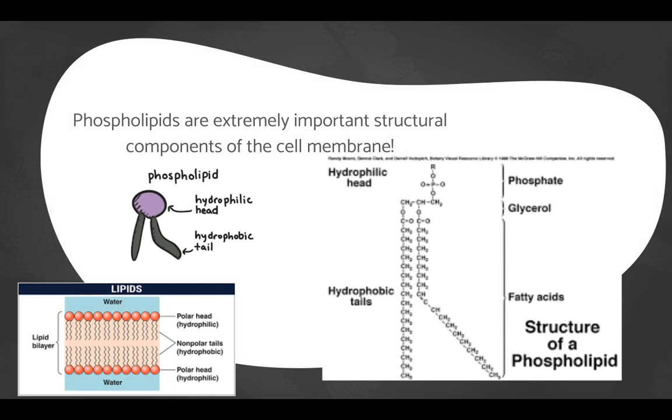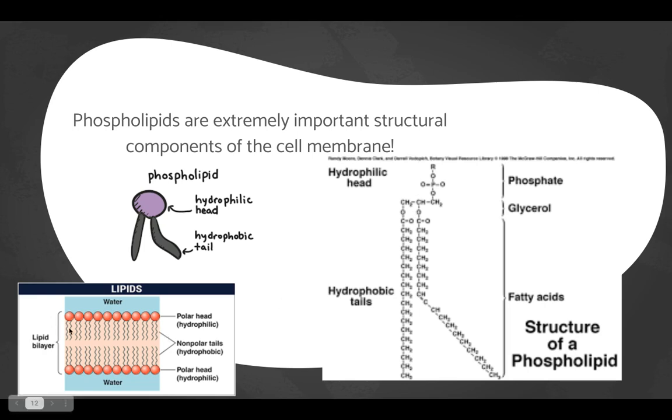So phospholipids are a type of fat. It's a lipid, a phospholipid. They're extremely important when we talk about the cell membrane, which is going to be our next unit. Okay, but they are lipids. So it has a phosphate attached to glycerol and our hydrophobic tails here, our fatty acids. So it's a phosphate on top of a lipid. Okay, it's called a phospholipid because it has a phosphate on top of a lipid.